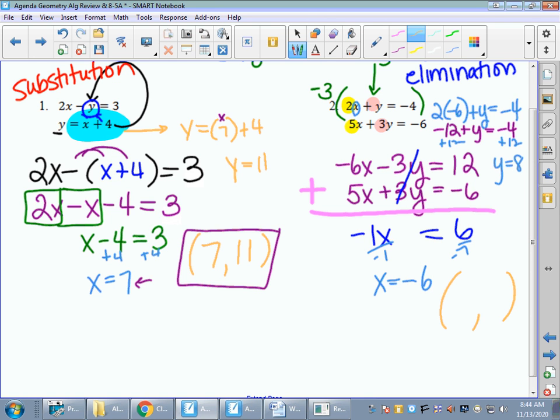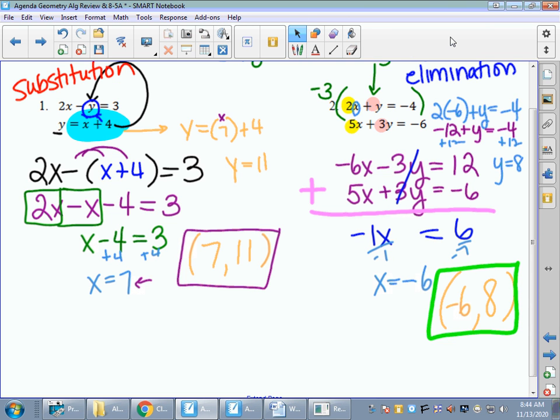So my ordered pair answer, x first, then y, I got a -6 and then an 8. Final answer for that problem. You can use whichever method seems easiest to you. It doesn't matter to me.